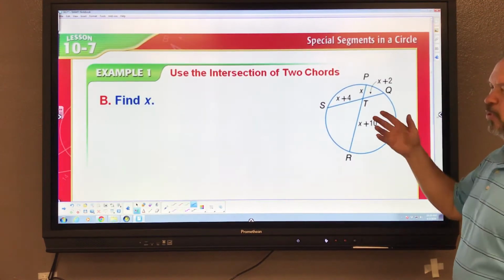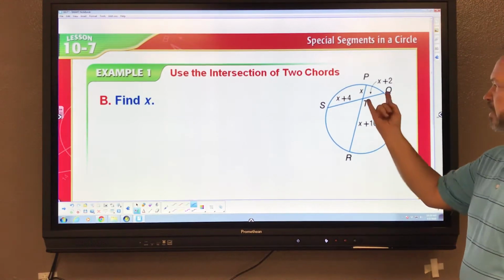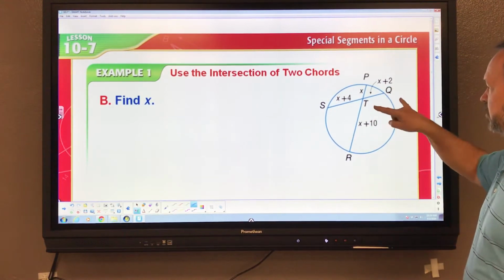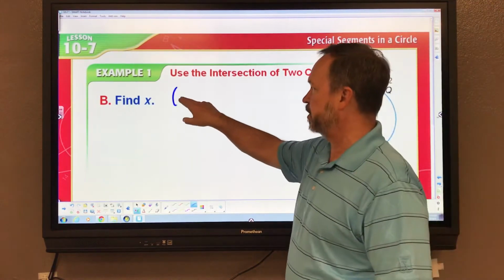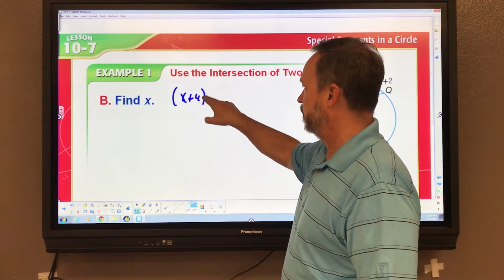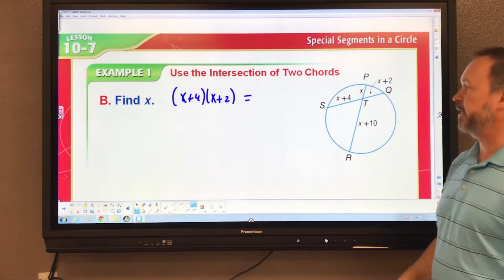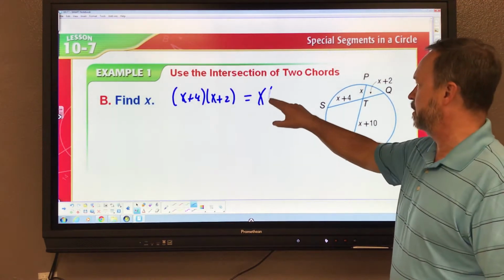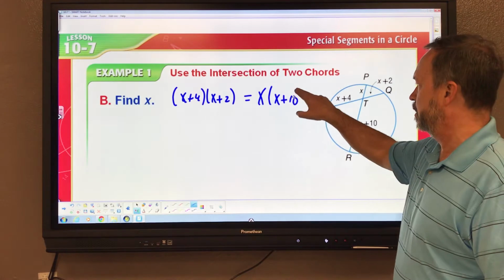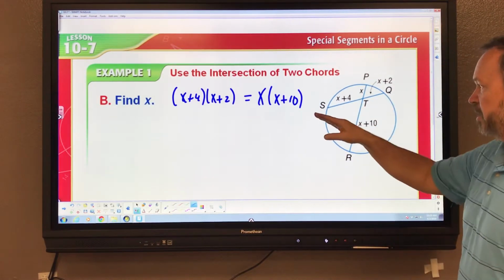A little more difficult algebraically. We're saying the product of these two equals the product of these two. The product of these two would be x plus 4 times x plus 2. And the other one, these two have to have the same product as these two, so that's the equation.